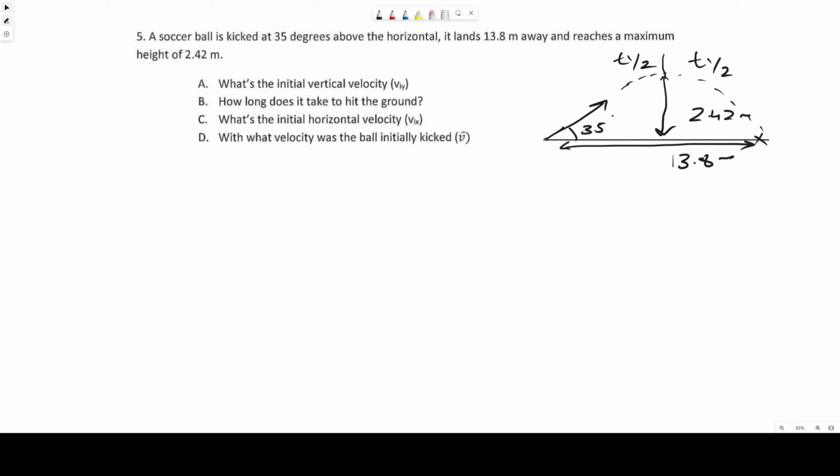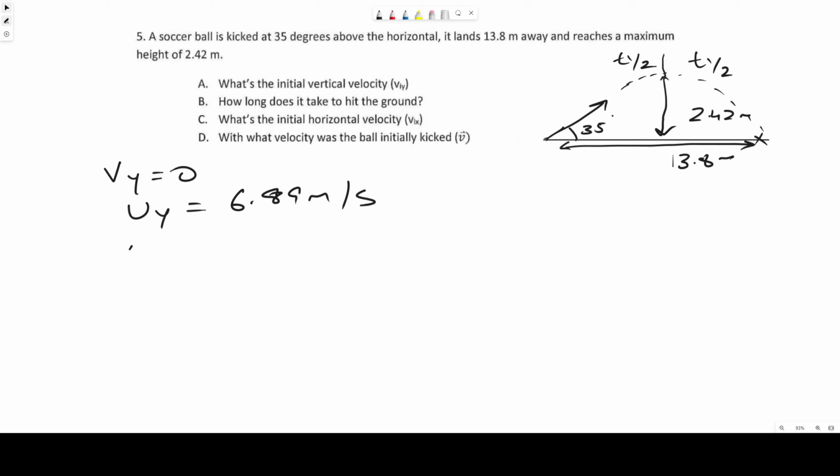So that's what I'm going to do here. To find how long it takes to hit the ground, I know my final vertical velocity was 0, so my v in the y direction is 0. I found out what my u was. My u in the y direction, or my initial velocity, was 6.89 meters per second.